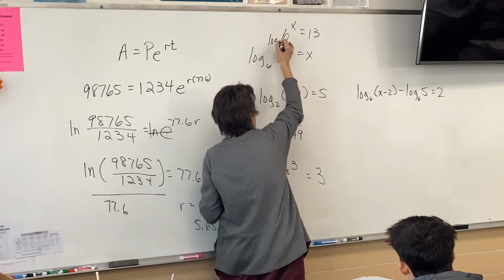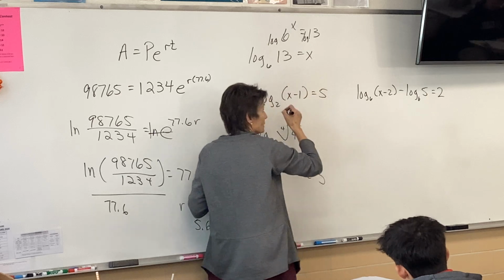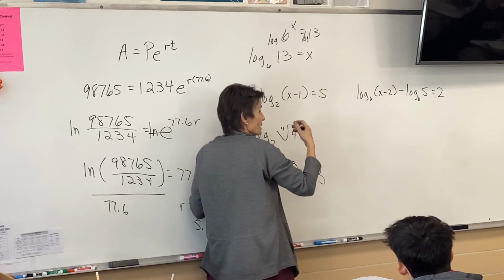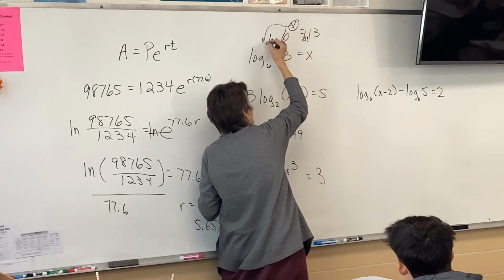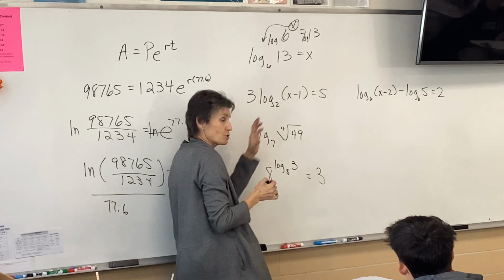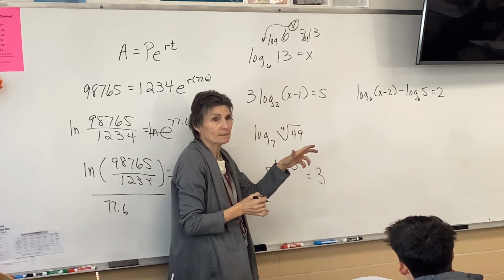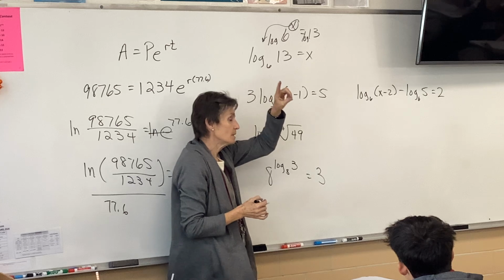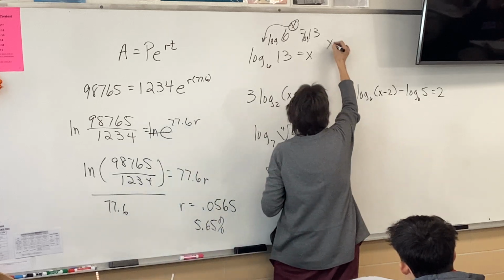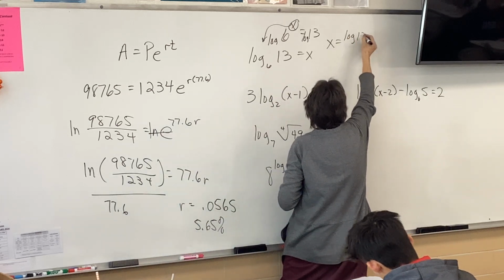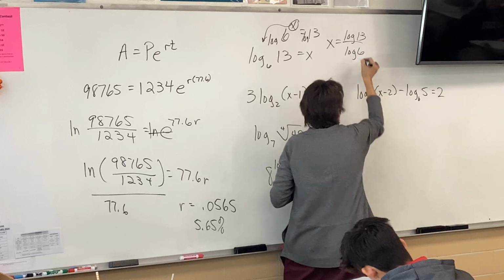Then you can log both sides. And what's the beautiful thing that happens? This comes down. And as soon as it comes down, you can solve for it. You can't solve for it when it's up there. So it comes down, and we end up with log 13 over log 6.